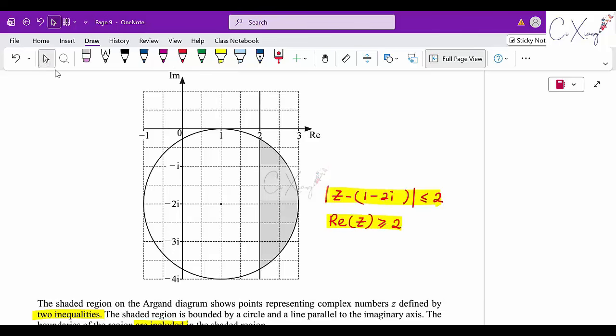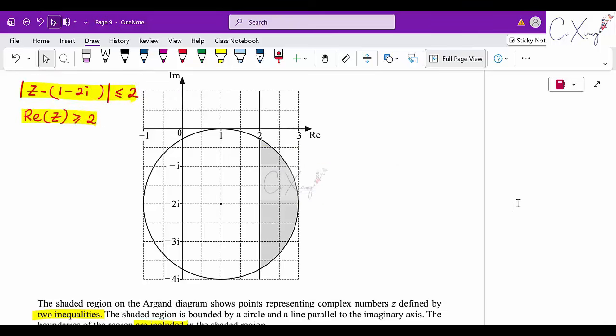Maybe for me, I just try to move my answer here. This is part A. Then let's continue to part B, the least value of the argument of z. Where is the least? Let's talk about the argument of z first.